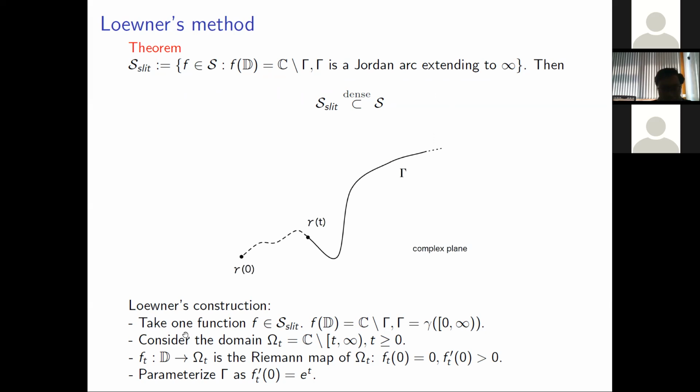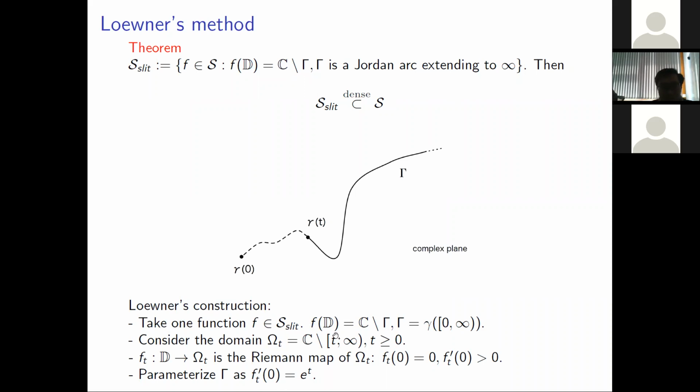First, he will embed f in a family of univalent maps, which is called a Loewner chain. First of all, we take f slit. So we consider the domain omega_t equal to C minus the curve from gamma_t to infinity. We see that omega_t is a growing family of domains. So consider f_t the Riemann map of omega_t, fixing zero, with the derivative at zero positive.